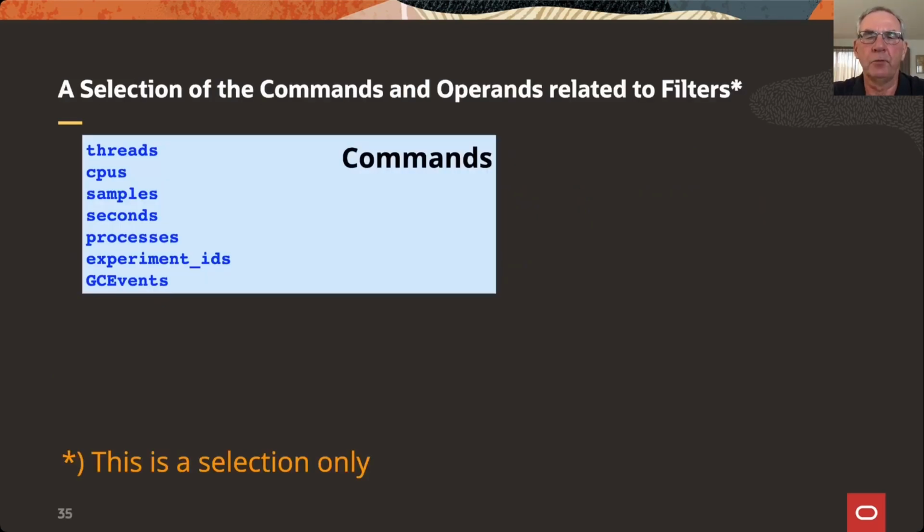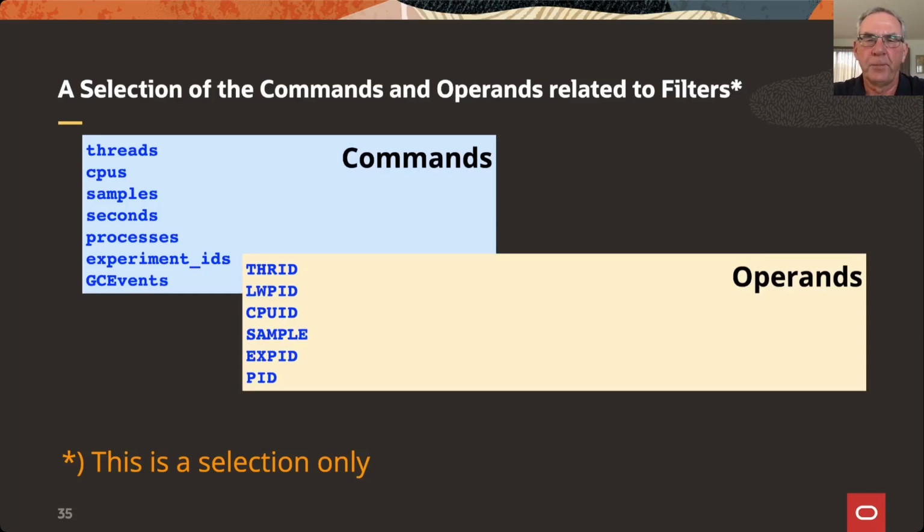So some more information on that. The commands, I've already shown you the threads commands. There are other commands that will give you the statistics for the experiment directory that you're looking at. And then you can have the operands, and I was just showing the thread ID, but there are other variables that you can use to make your selection.